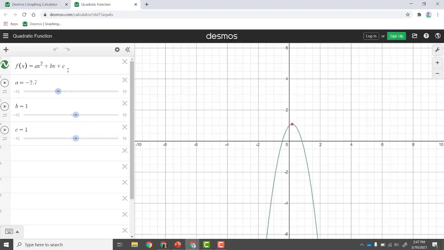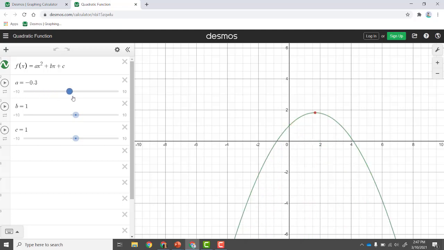In this Desmos graph, I have the standard form of a quadratic with sliders for a, b, and c. The graph of the parabola is shown with the vertex highlighted here in a red point. Now, as we change the a value, notice that the vertex changes, both the x-coordinate and the y-coordinate. So a does have an impact on what the x-coordinate is.